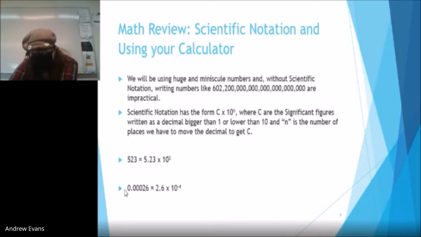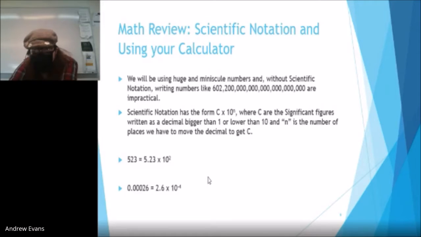Now this one, 0.00026. I want to get this between 1 and 10, so 2.6 is between 1 and 10. And I'm going to move the decimal. I have to move it 1, 2, 3, 4 places to get it there. So that's 10 to the negative fourth.